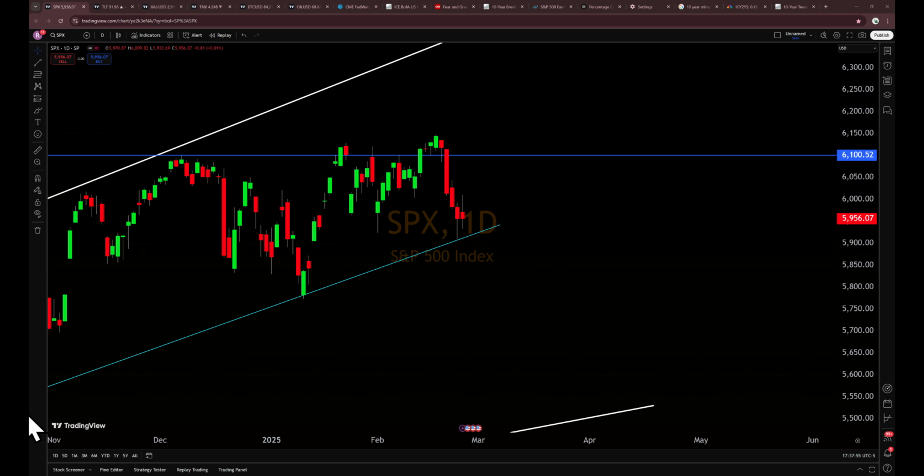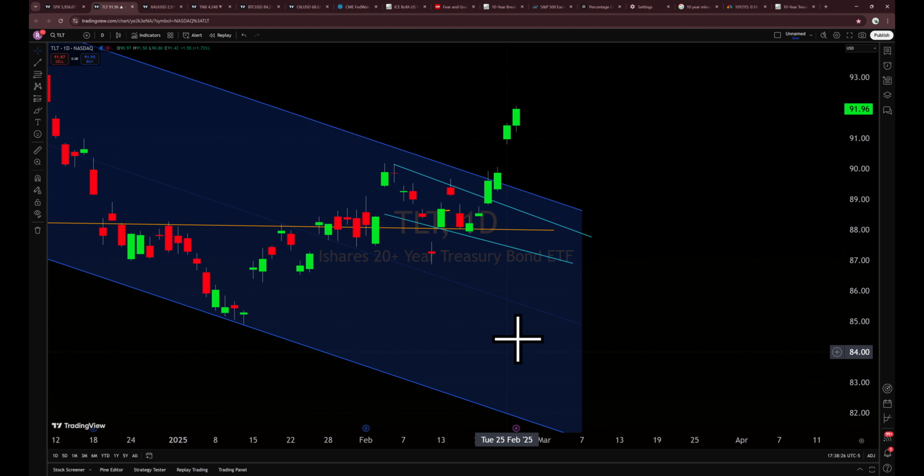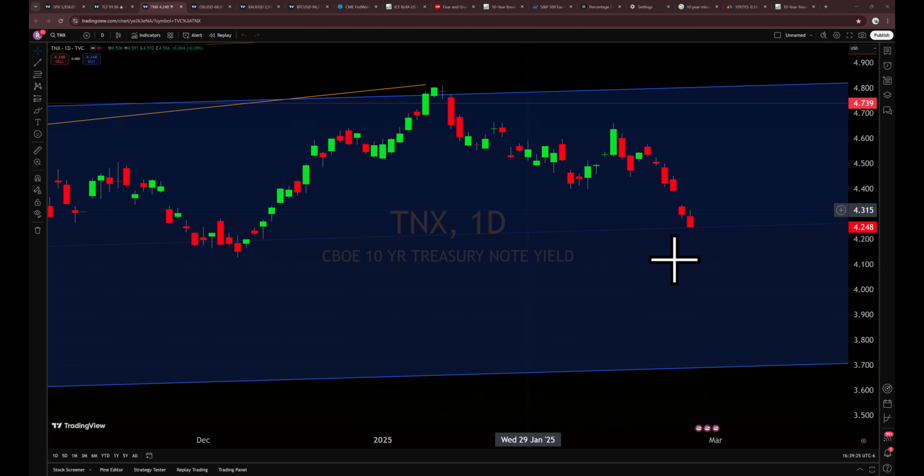But I digress. TLT, still my favorite place to be. I mentioned yesterday, this looks like a jump over the river kind of a thing out of this previous channel, suggesting that it's likely to continue higher, and that's exactly what happened today. TLT going up by another 0.6%. And its inverse partner, the TNX, the 10-year Treasury note yield, also dropping today.